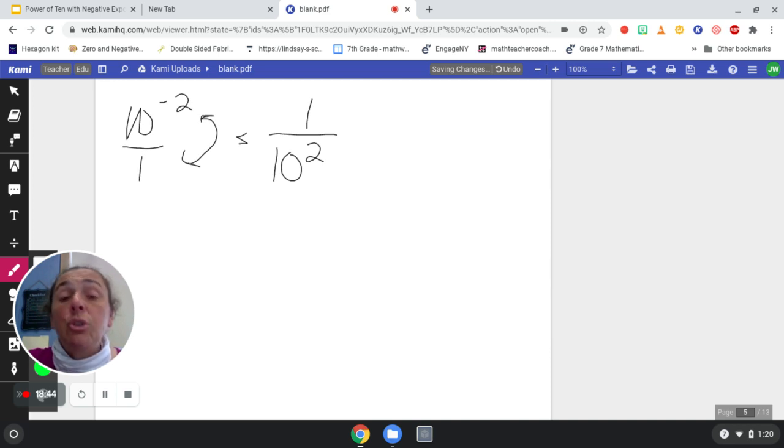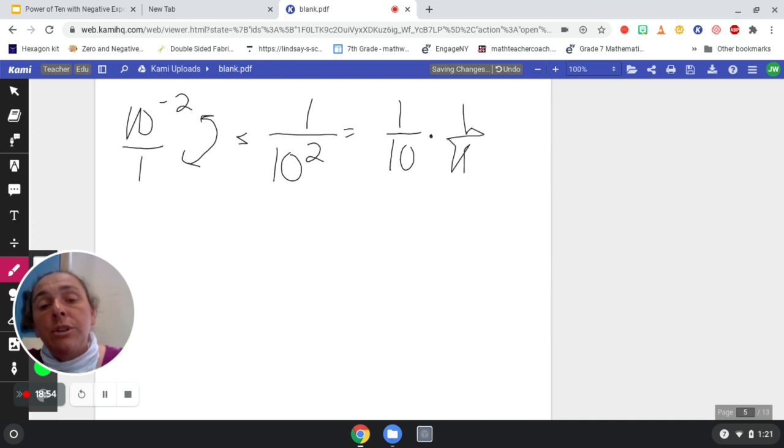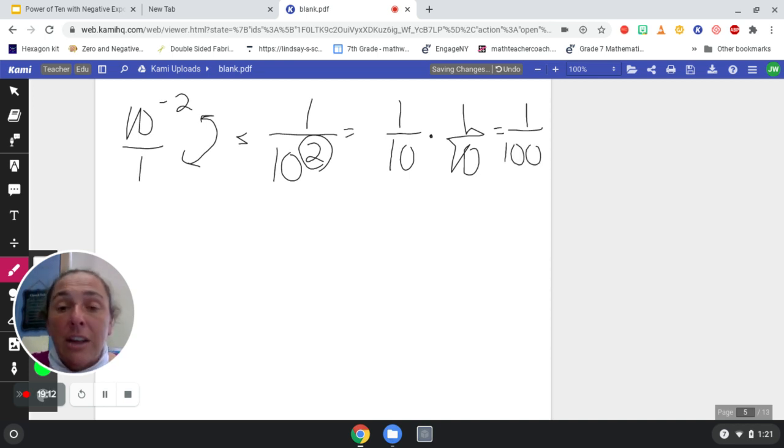Now, if I ask you to expand this, that tells me that I have 2 of those. So I have 1 over 10 times 1 over 10 because I have 2 of those, because that's my exponent right here. Now, if I multiply those, well, we know 1 times 1 is 1, and 10 times 10 is 100. So I've got a fraction now, 1 over 100.